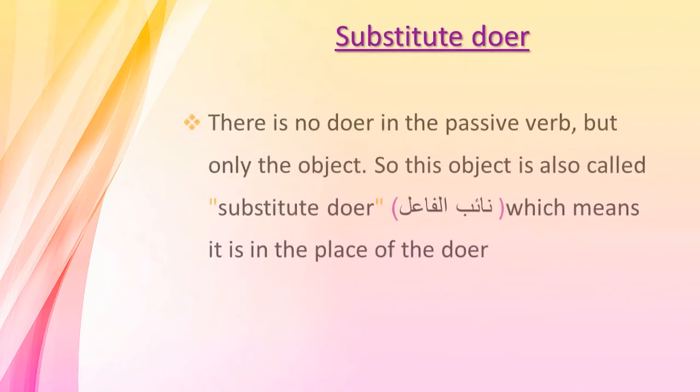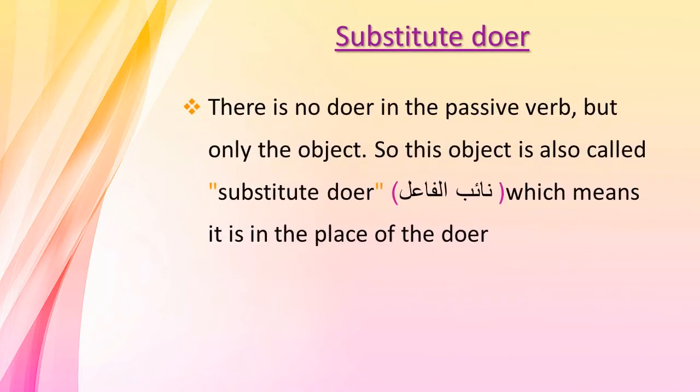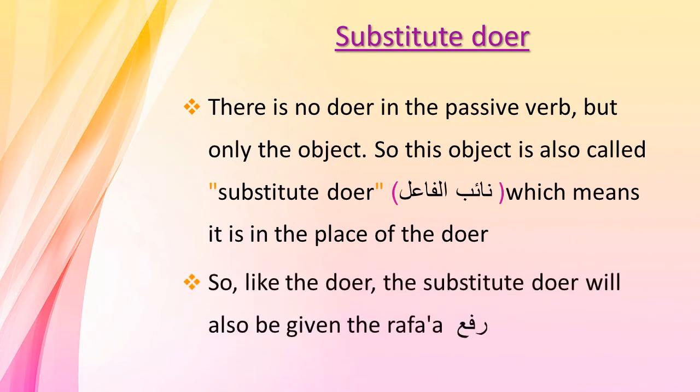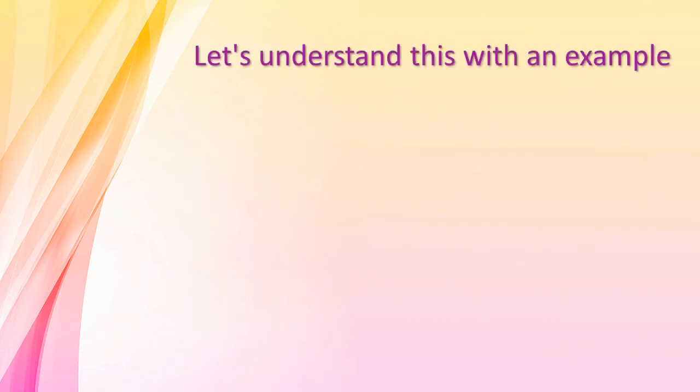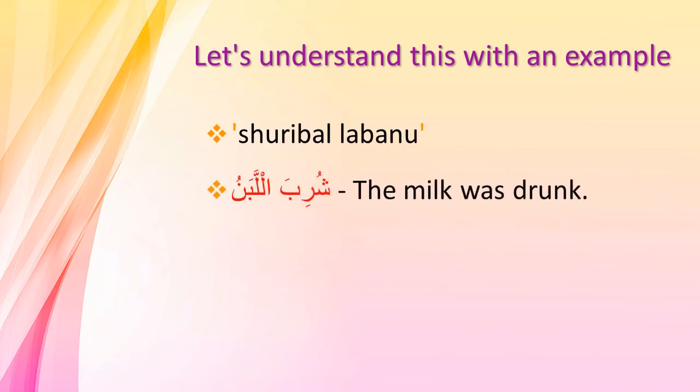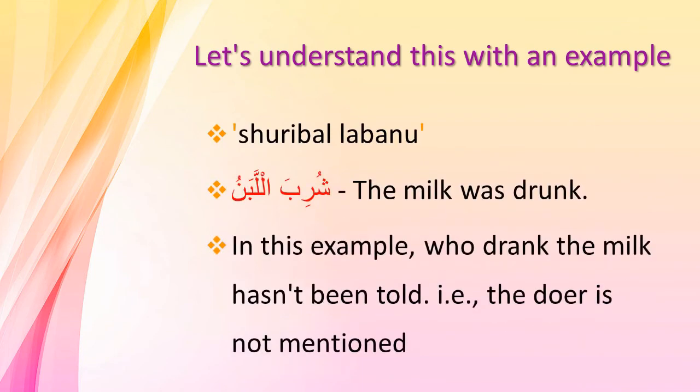There is no doer in passive verb, but only the object. So this object is also called substitute doer or na'ib al-fa'il, which means it is in the place of the doer. So, like the doer, the substitute doer will also be given the rafa. Let's understand this with an example. Shuribal labanu, the milk was drunk. In this sentence, it has not been told who drank the milk.